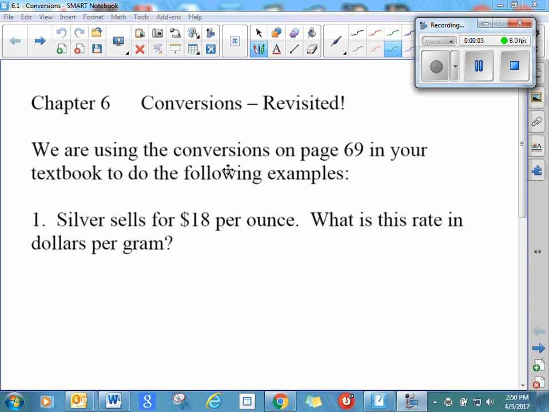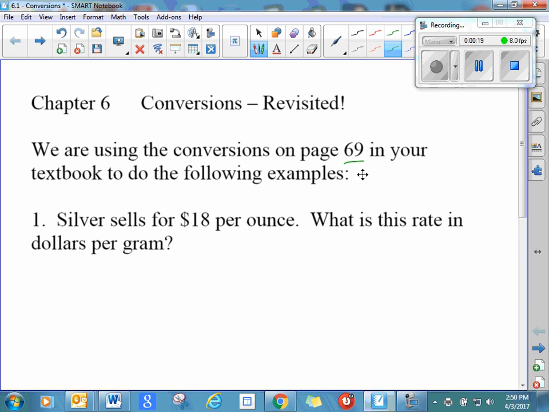Hi guys, welcome back. This is still 6.1. It's actually sort of just a supplement. You're going to need a calculator, you're going to need your textbook, and you are going to need to remember how to do this. You're going to need the chart on page 69.